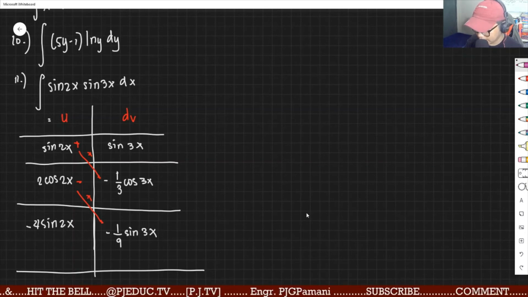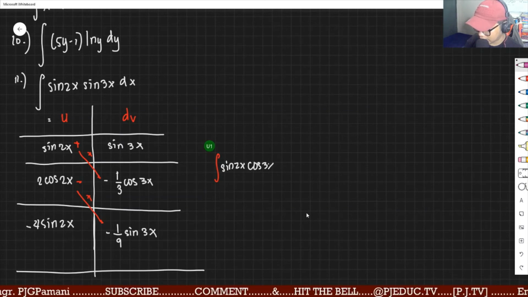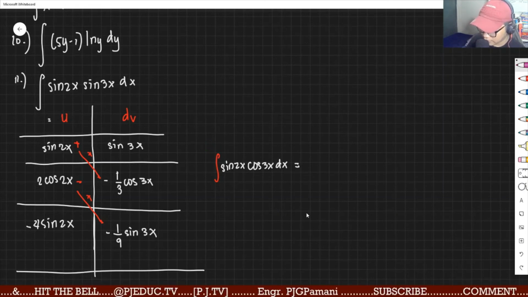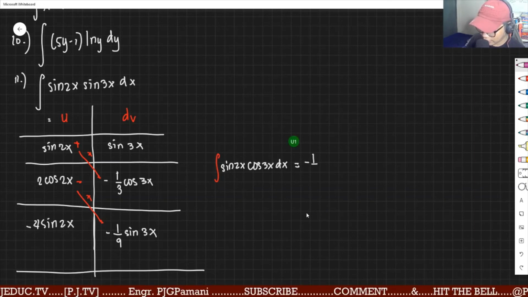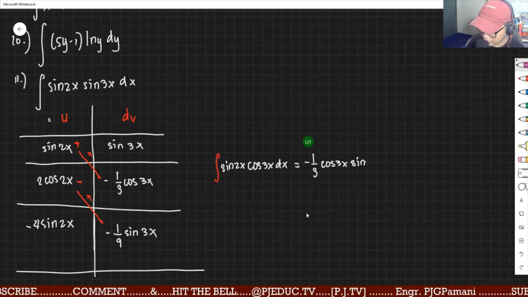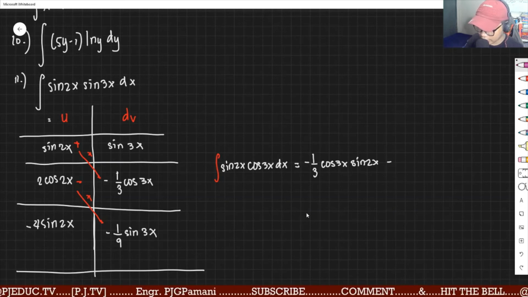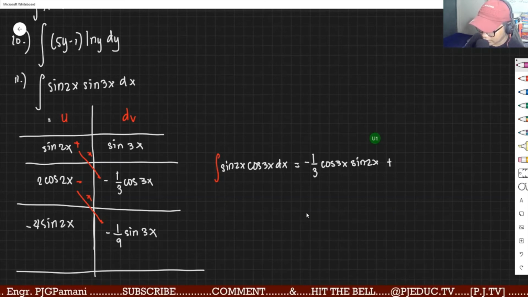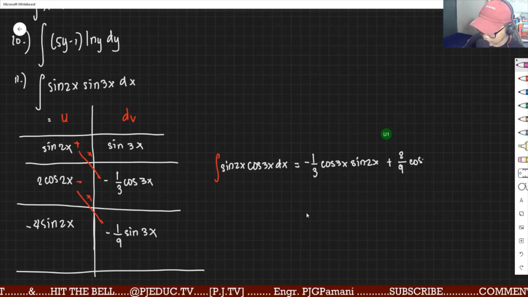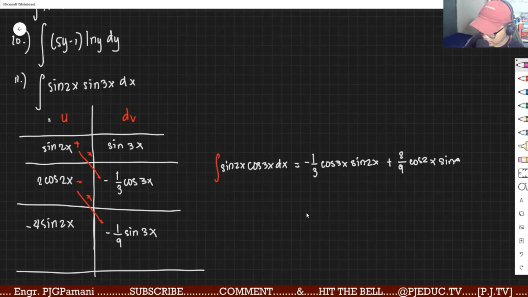Equal from the integral of sine 2x of cosine 3x, we came up using this integration by parts from negative 1/3 of cosine 3x times sine 2x minus, that is 2 cosine 2x times negative 1/9 is simply positive, this time positive 2/9 cosine 2x sine 3x.